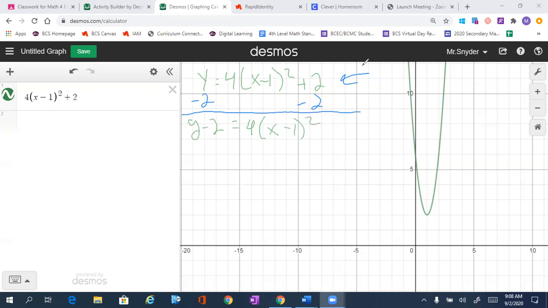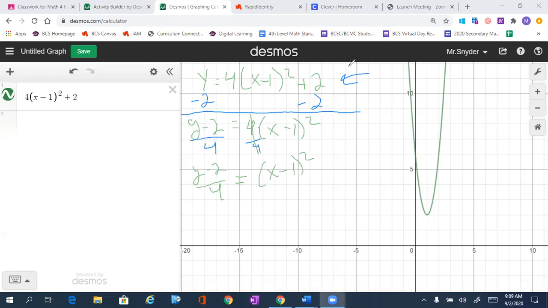Then I'm going to get rid of that 4. That 4 is attached by multiplication. The inverse of that is division, so I'm going to divide by 4. Once I do that, I'm going to be left with (y minus 2) over 4 equals, that cancels, we're left with (x minus 1) squared.